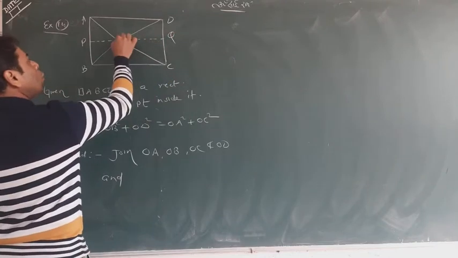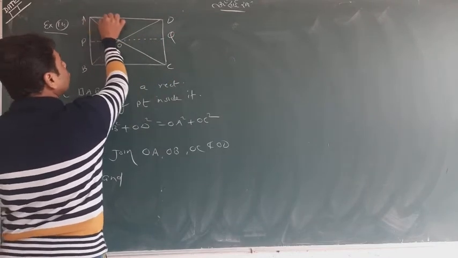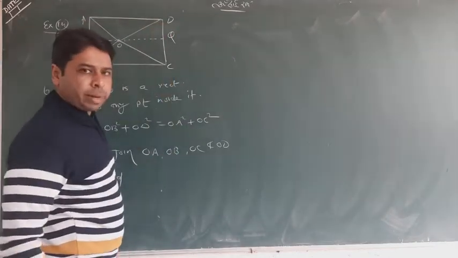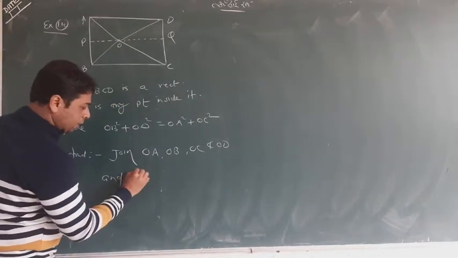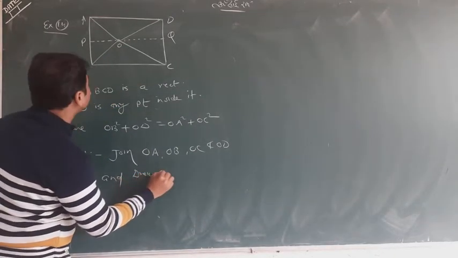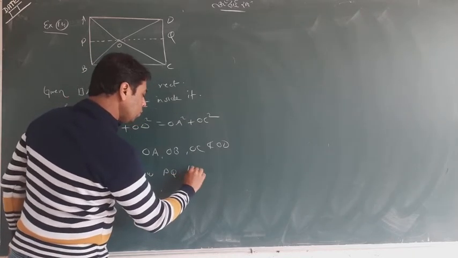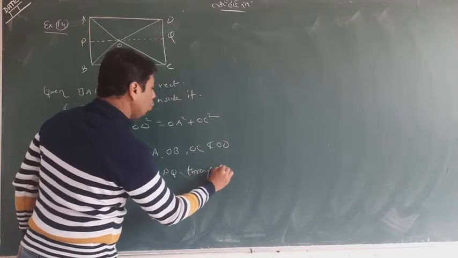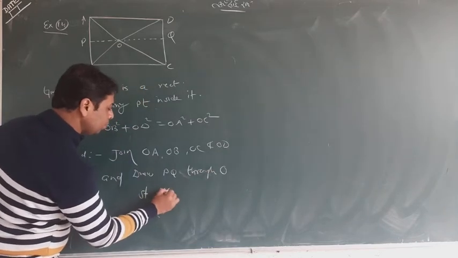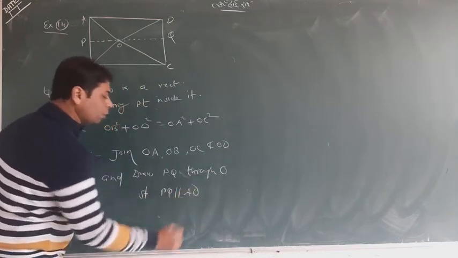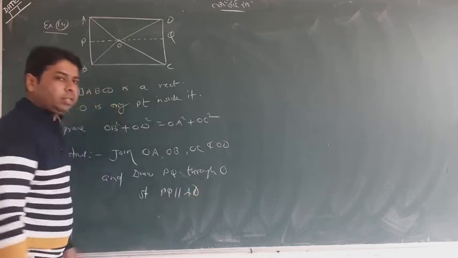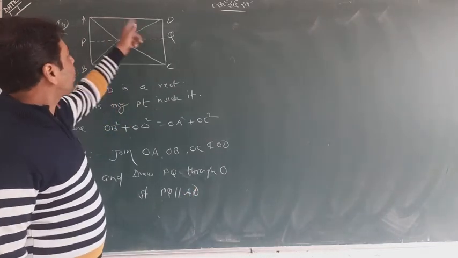PQ passes through O, which is parallel to AD. Draw PQ through O such that PQ is parallel to AD. Now try to understand what I've done. We draw PQ parallel to AD.